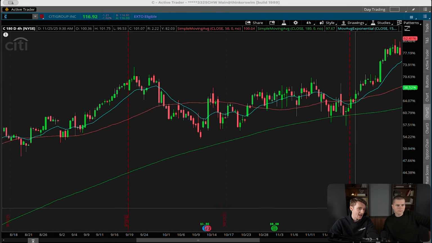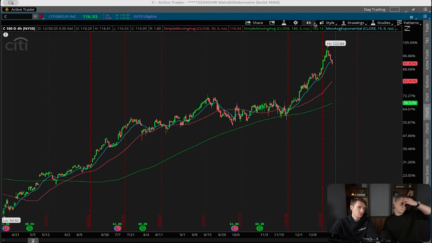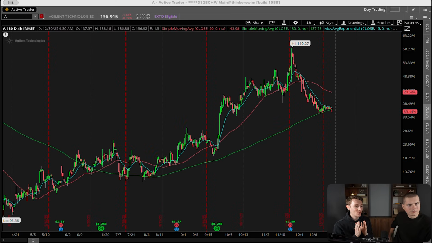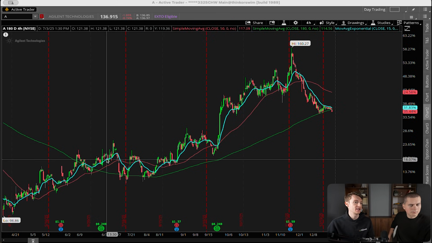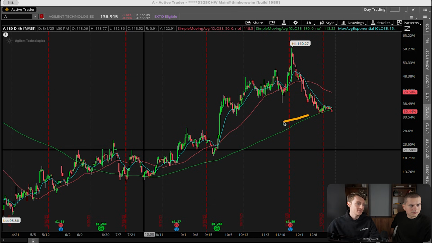So when we look back, this is again a 4-hour chart and it's 180 days. So we're looking back over the last 180 days. And the more times we can see that stock respecting our moving averages, the better. Okay, so the setup we're trying to identify is, one, a bullish trend where candles are trading above the 180-day SMA. The further back, the better.